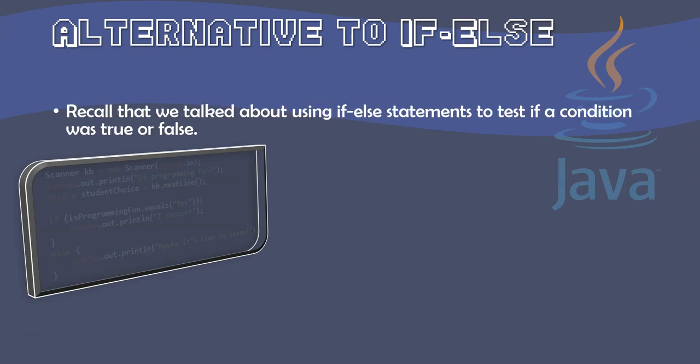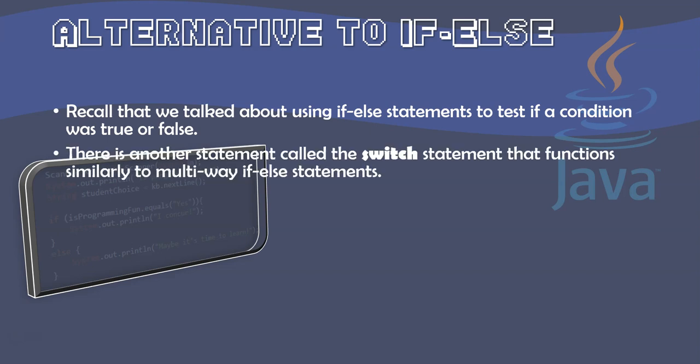If-else statements, if you recall, we've used to test whether a condition was either true or false. There's another statement, which we call a switch statement, that functions very similarly to our multi-way if-else statement, like if, else if, and else.